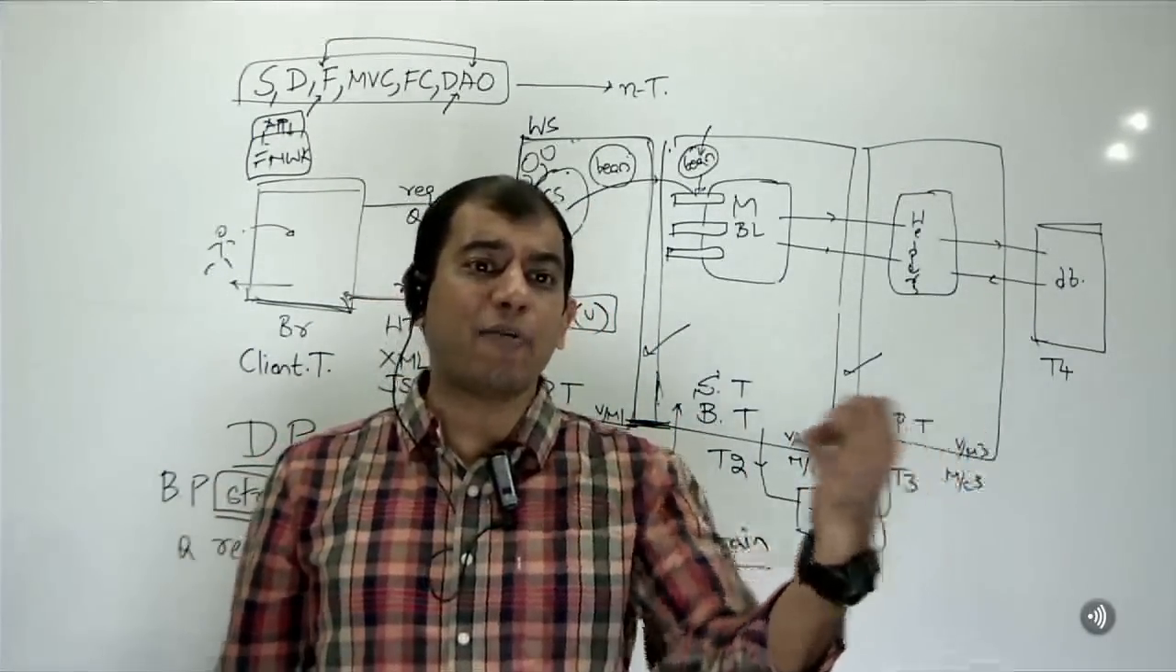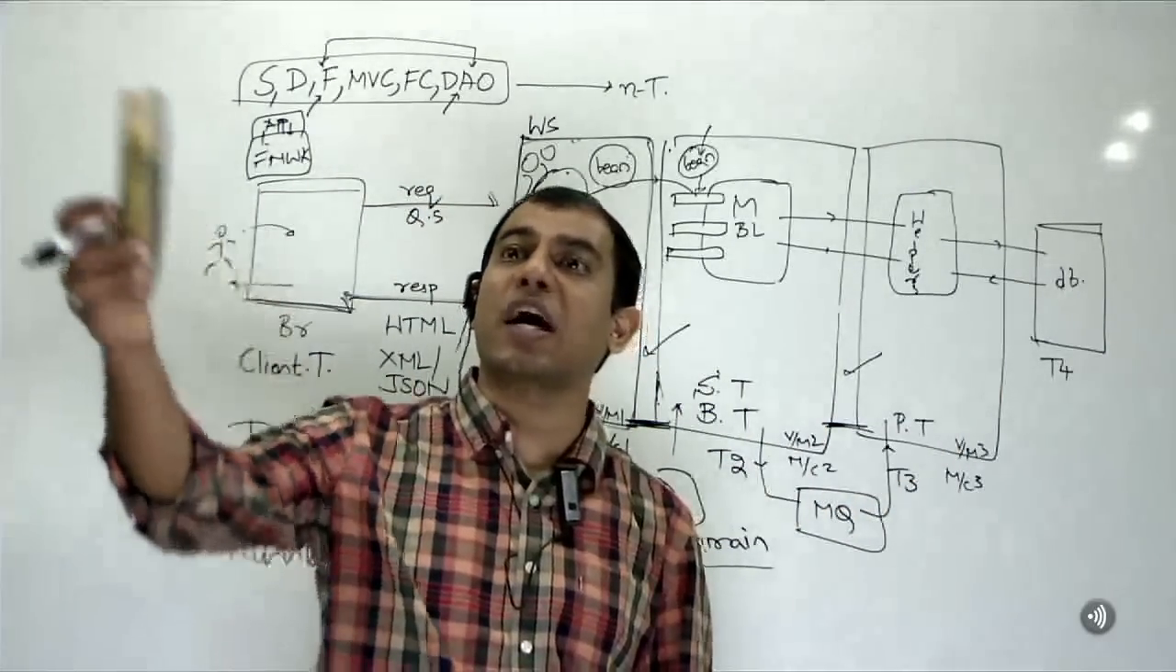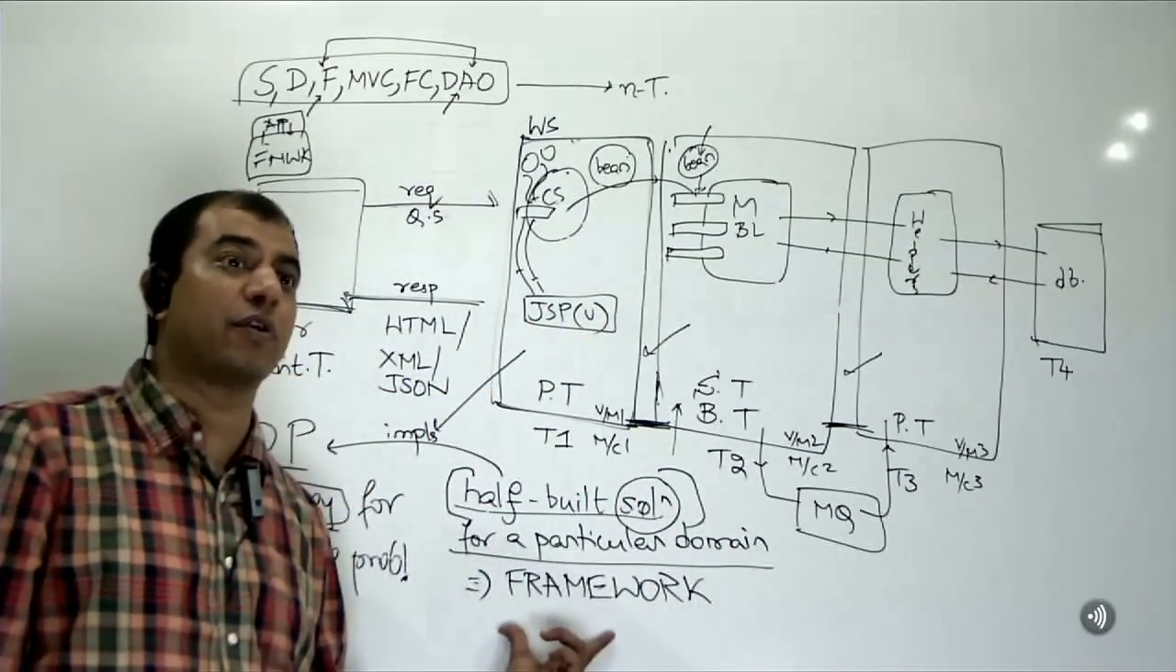Why? Because it's half-built code. I take it, I use it, build on top of it. Automatically, all the benefits of the collections' design patterns will come to our application as well. That is the second benefit of using a framework.